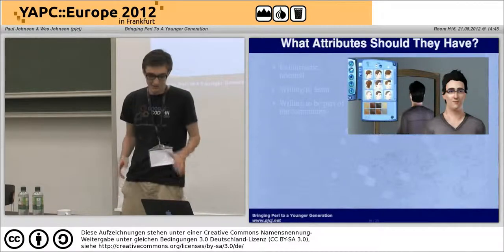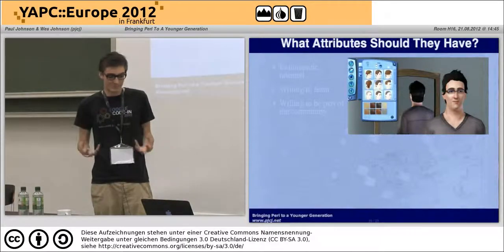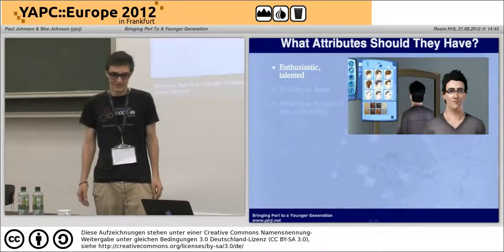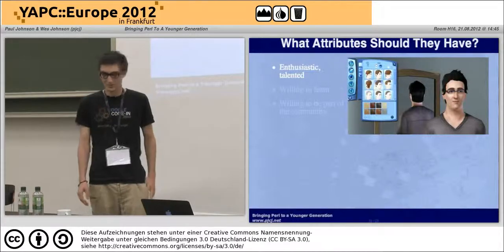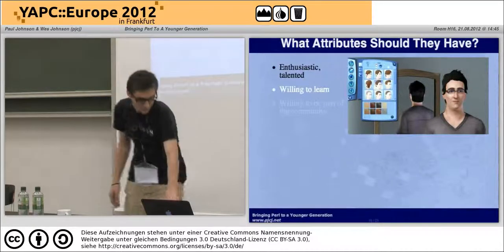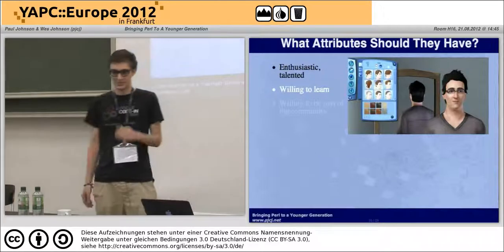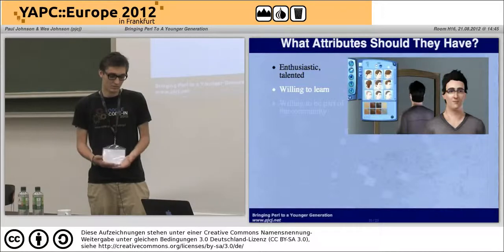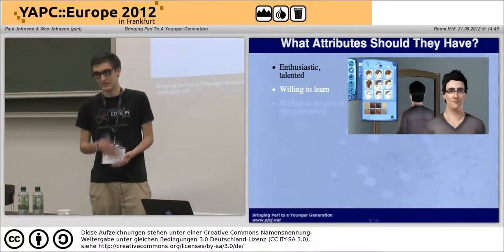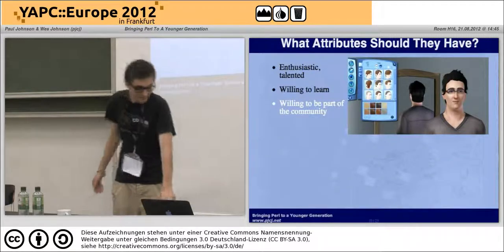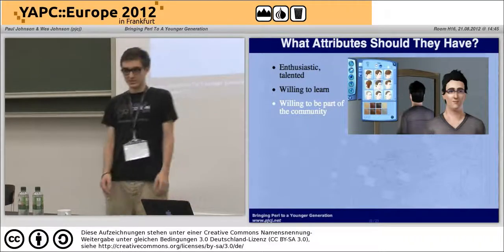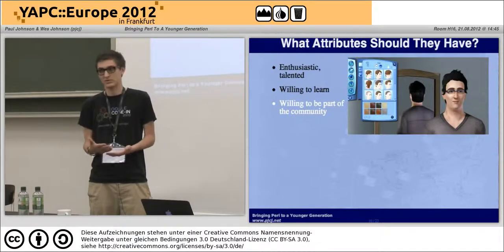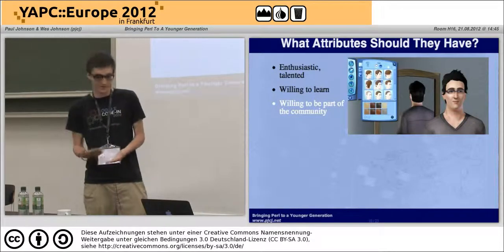So I have a look at the people who are probably best suited to start using Perl, which are people who are enthusiastic and talented in terms of computing. Also look at people who are willing to learn. That'll definitely benefit them. There's always a learning curve when you start a new programming language. So if they're willing to do so, then they're going to succeed in it. And also willing to be part of the community. The community really is give and take. So if they can be part of the community, then not only will they benefit others, but they'll benefit themselves.